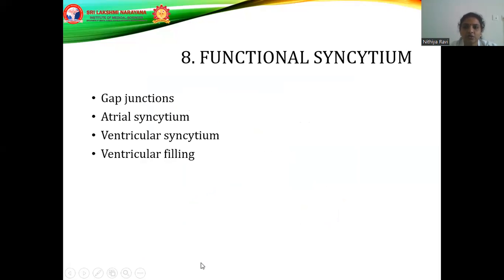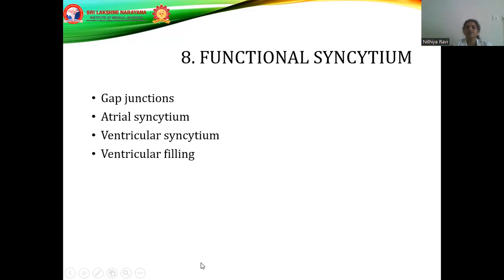Now moving on to the eighth property of cardiac muscle, that is the functional syncytium. So functional syncytium is nothing but the whole unit functioning as a single unit. All the structures together working or functioning as a single unit. This is possible because of the gap junctions. Gap junctions are junctions through which the ions can pass very easily.